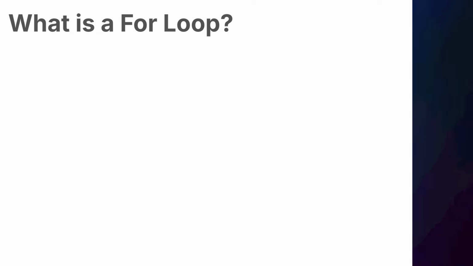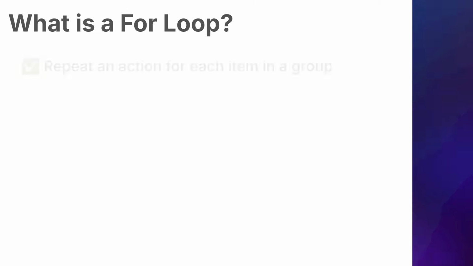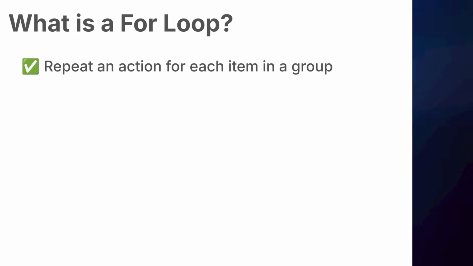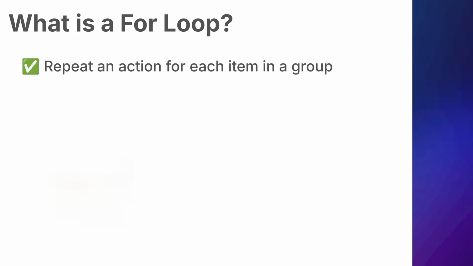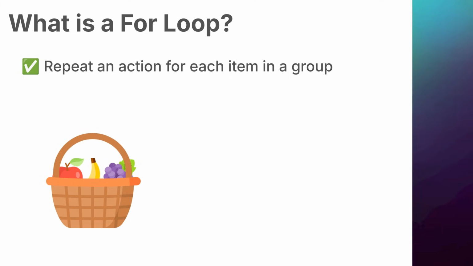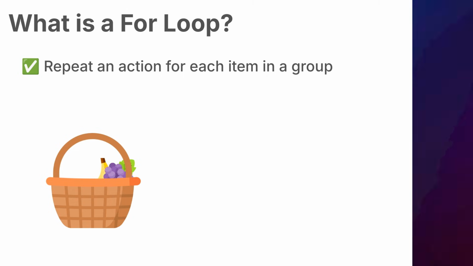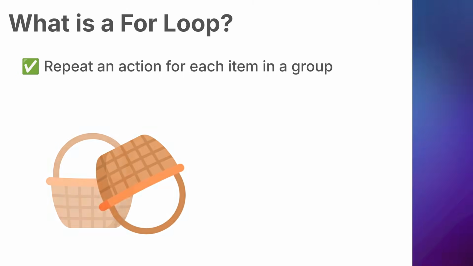What is a for loop? A for loop is a tool in Python that lets you repeat an action for each item in a group, like a list, a string, or a range of numbers. Imagine you have a basket full of fruits. You want to pick up each fruit one by one and eat it. A for loop helps you do exactly that. It grabs one fruit at a time and repeats your action until the basket is empty.